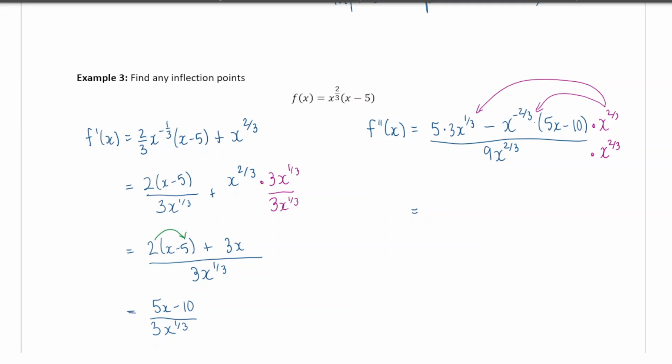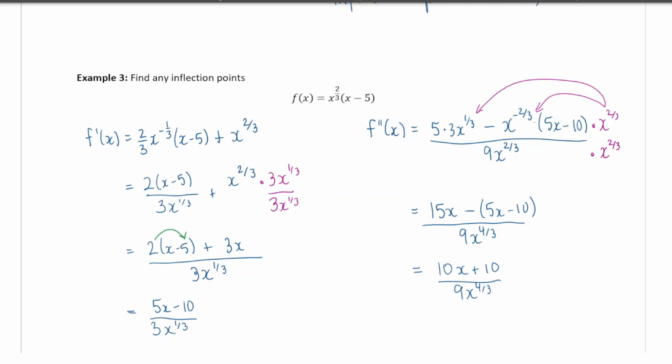So I'm going to end up here with 15x for that first term. And then the negative 2/3 plus positive 2/3 is just 0. So it'll be x to the 0, which is 1, minus 5x minus 10, all over 9, and then I add those powers to make 4/3. Look how clean that looks. I'm going to collect like terms here, and then I've got some nice values to work with. Plus 10, all over 9x to the 4/3.